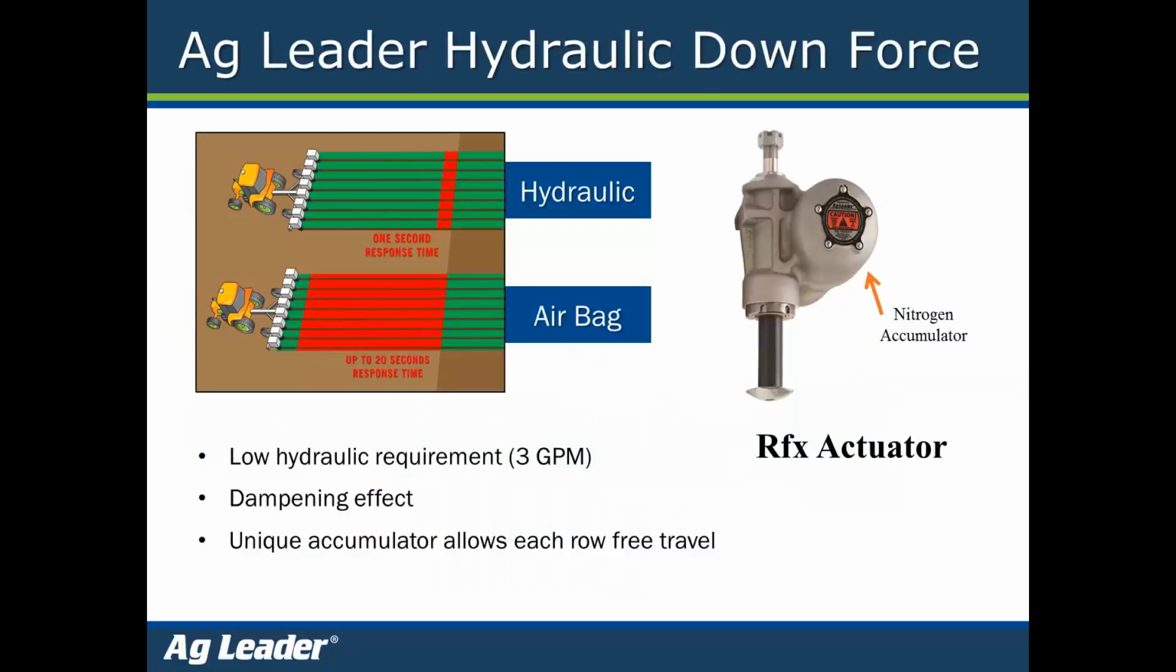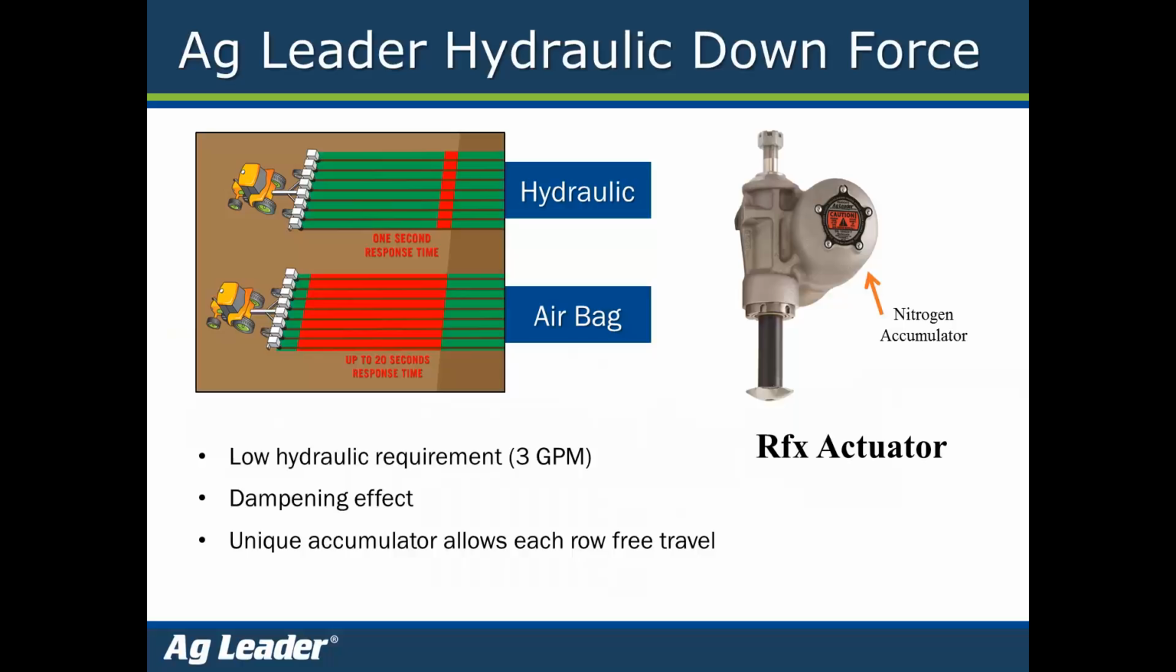So both airbags and hydraulic actuators allow you to adjust downforce as you drive through the field. But our hydraulic system has a nearly instantaneous response time, unlike airbags, which can take up to 20 seconds to respond. That 20 seconds has an even bigger impact when you're planting at high speeds because you're covering more ground.